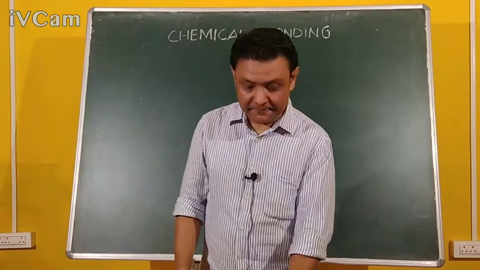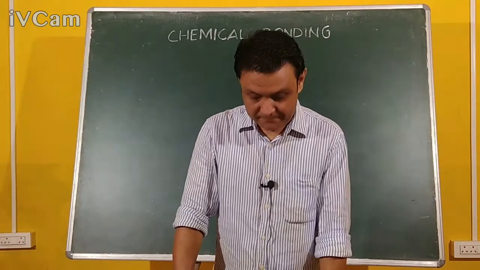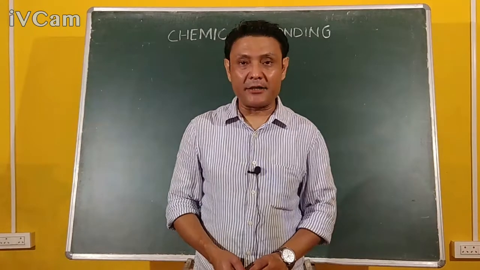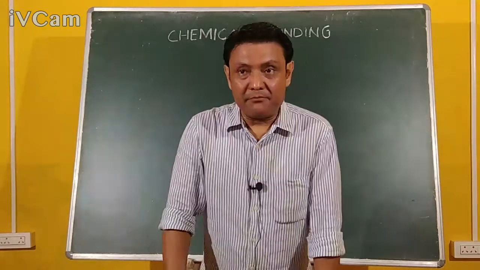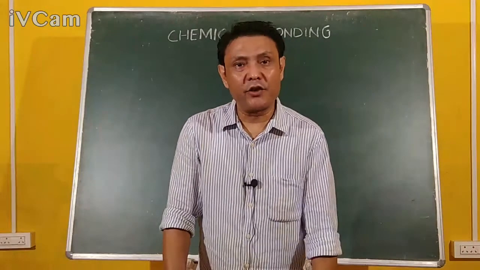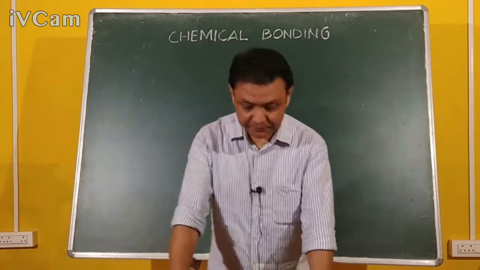Good morning, class 10. Today we will study chemical bonding, chapter number 2. Before we start, let us have some idea about an atom. What is an atom? An atom is the smallest particle of an element that can take part in a chemical reaction, as we all know that. I've been telling you since class 7.